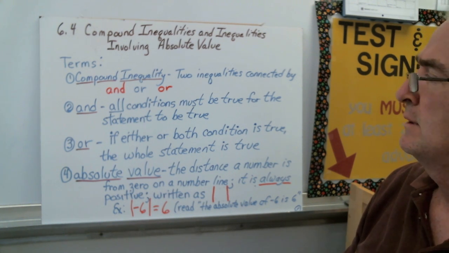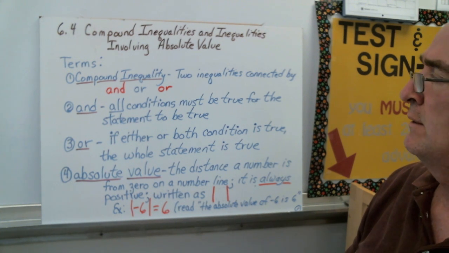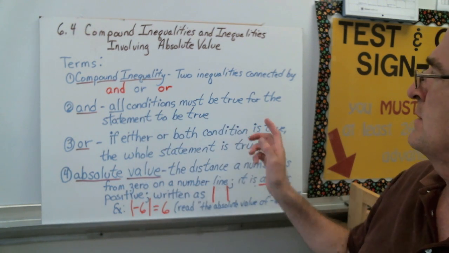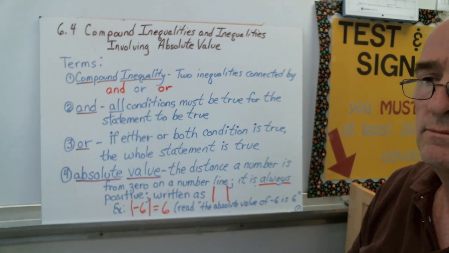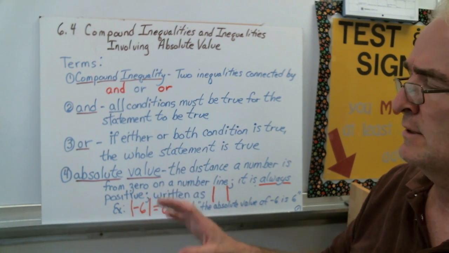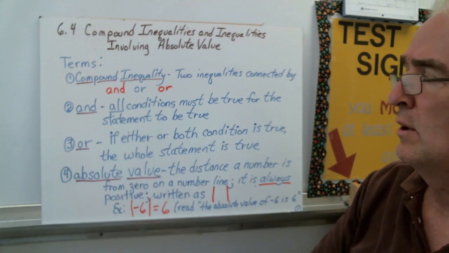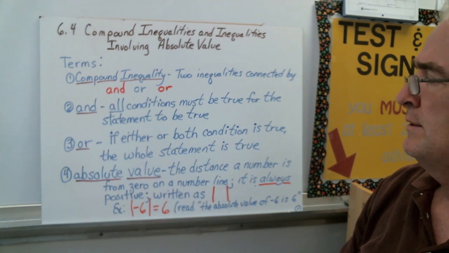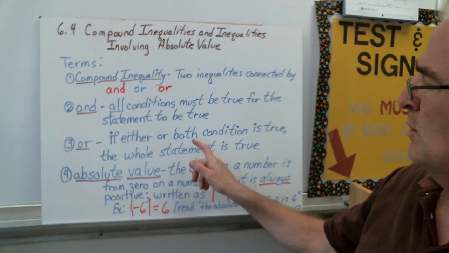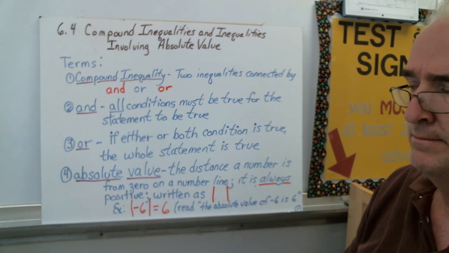Number two, the term and. When you see the word and in an inequality, you must have all conditions. All conditions must be true for the statement to be true. You'll see as we move forward how this comes into play. All right. If we have and, we also have or. Or is used in the following manner. If either or both conditions are true, the whole statement is true.